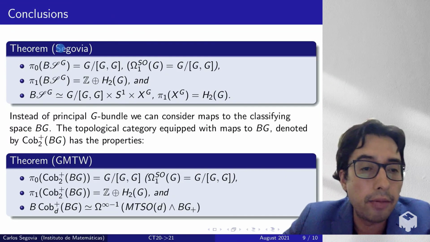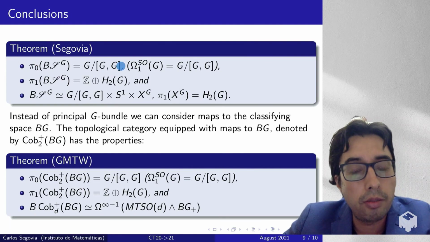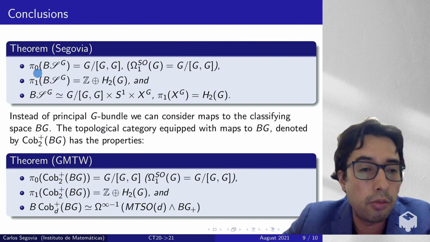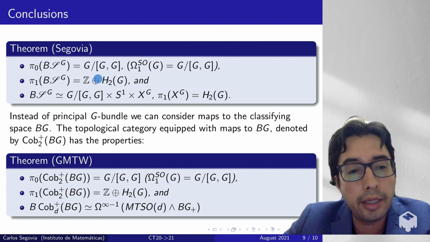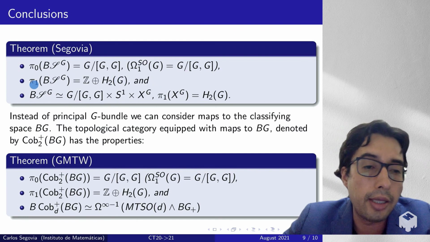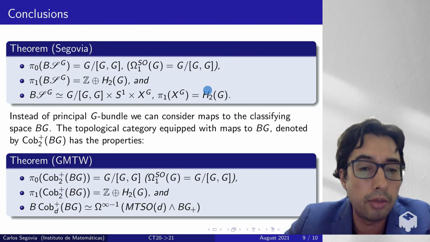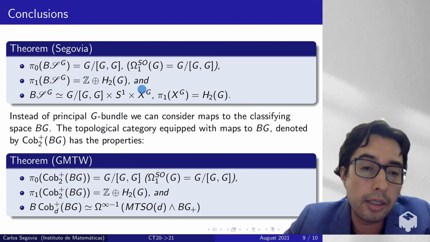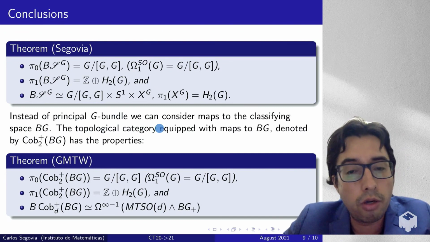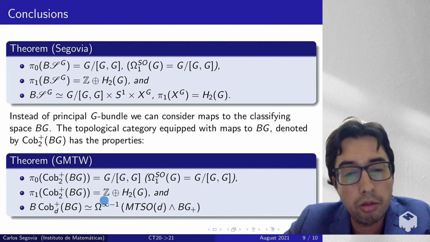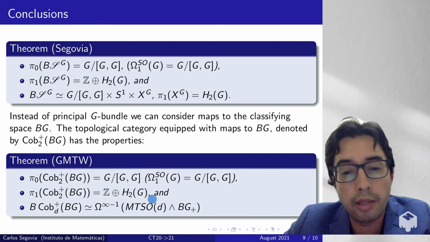As a conclusion, we show that the connected components are just the abelianization of the group, that is the first bordism group for G. We show that the fundamental group is the sum of the integers plus the two-dimensional homology group of G, and that the classifying space is just the abelianization, the circle, and the space that has the fundamental group the two-dimensional homology. And we compare here with the work of Galatius, Madsen, Tillmann, and Weiss in the G-cobordism case, and we have the same for the connected components and the fundamental group. The other is just the initial space of a certain Thom spectrum.